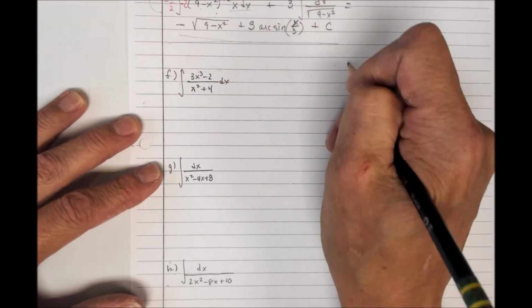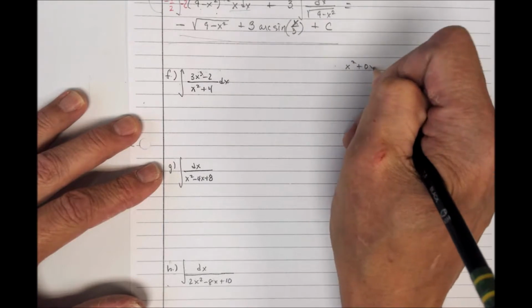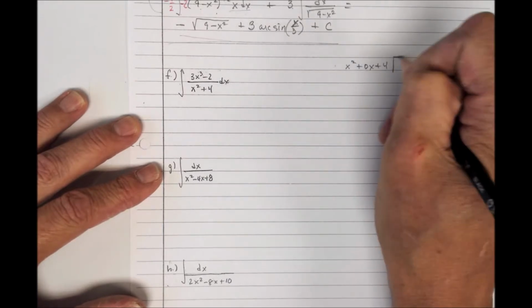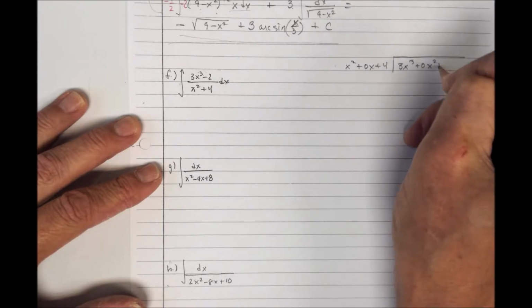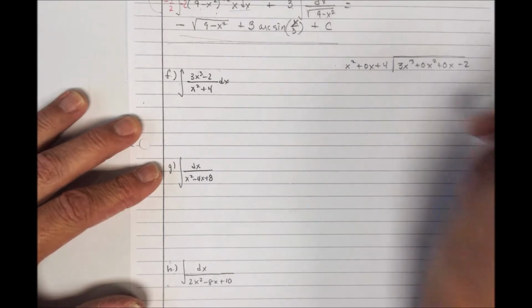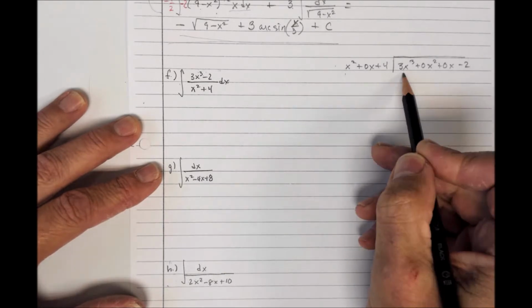My handwriting is just so bad at times. And x to the third plus 0x to the second plus 0x minus 2. What times x squared gives me 3x to the third? That'd be 3x.